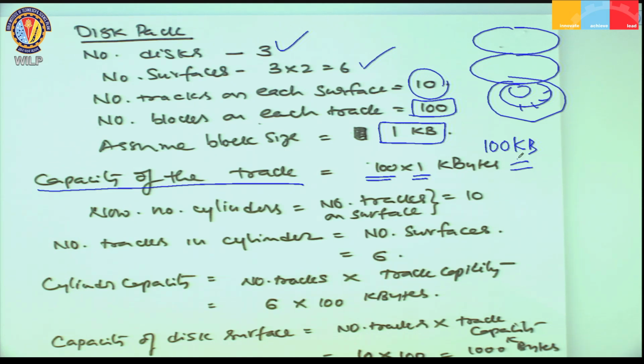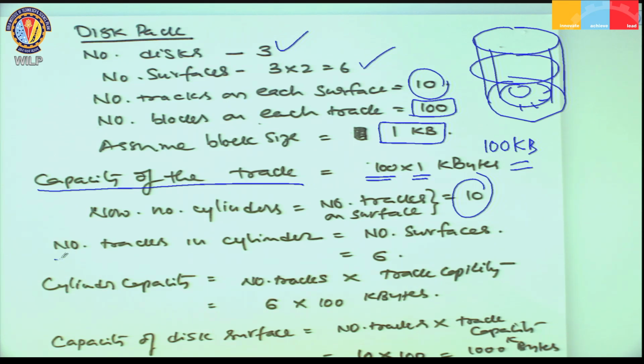Now, how many cylinders are there? A cylinder is nothing but an imaginary collection of same-numbered tracks on all the surfaces of the disk pack. That is why the number of cylinders in the disk pack must be the same as the number of tracks available on each surface. We also understood that the number of tracks on different surfaces is the same, it will not vary. Since each surface contains 10 tracks, I can imagine 10 different cylinders. So, that is going to be the number of cylinders for the disk pack.